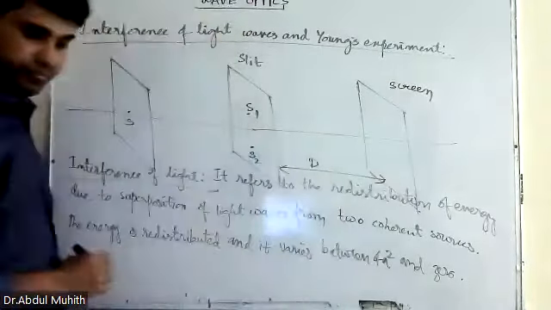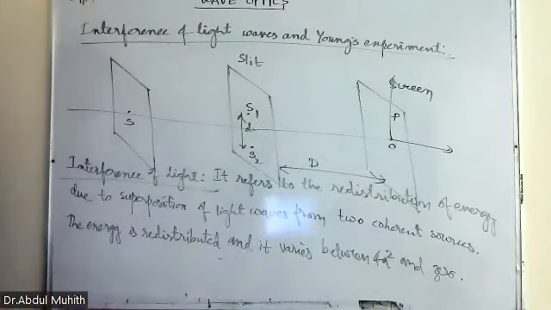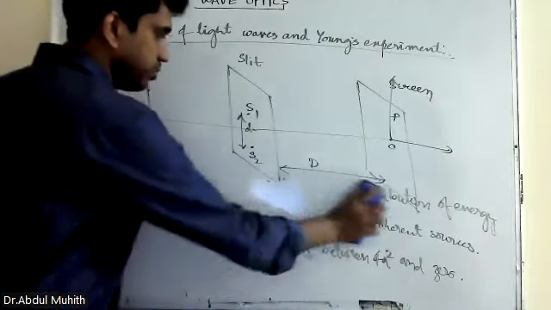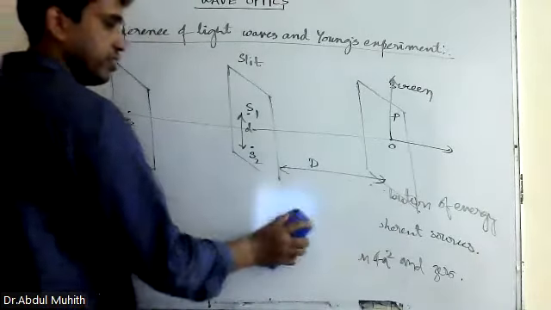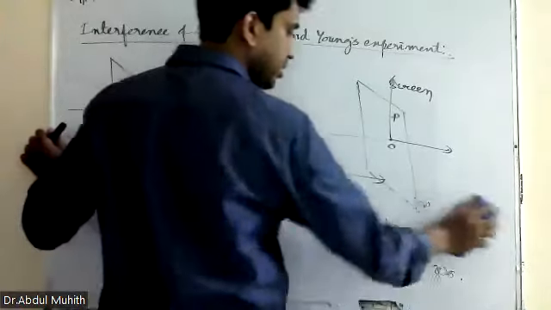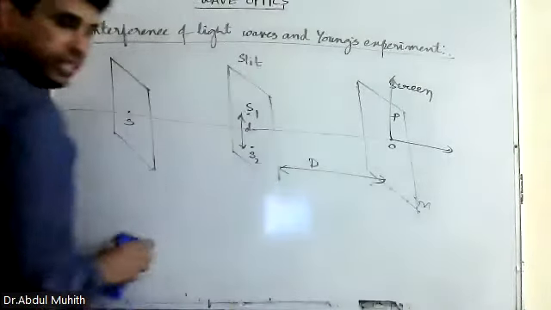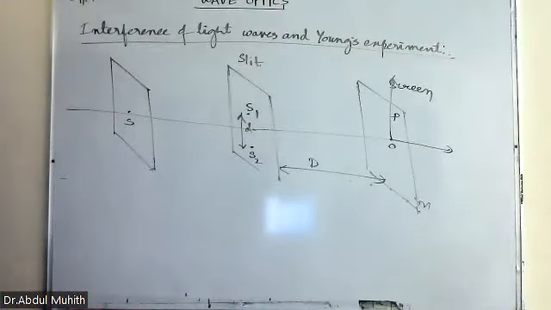O is the center, P is a point at any position. The distance between both slits is small d. This is Young's double slit. At that time there was no glass and all. Now we use sophisticated instruments, but at that time he used only cardboard and did this experiment. After that, it was proved again experimentally with glass.